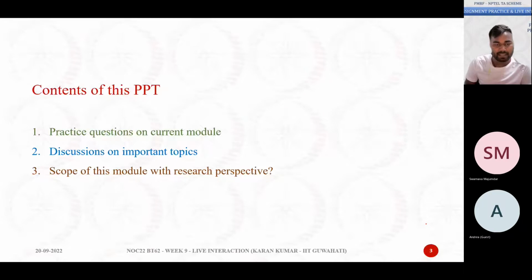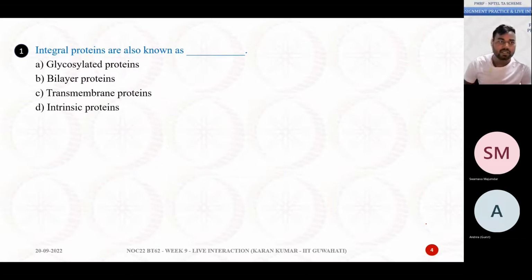As per the previous sessions that I have conducted, some sample problems will be given, then discussion on important topics, then doubts will be taken if you have any, and then the scope of this module from a research perspective. Now coming to the first question: integral proteins are known as option A, glycosylated proteins, option B, lipid bilayer proteins, option C, transmembrane proteins, or option D, intrinsic proteins. What is your take on this question?